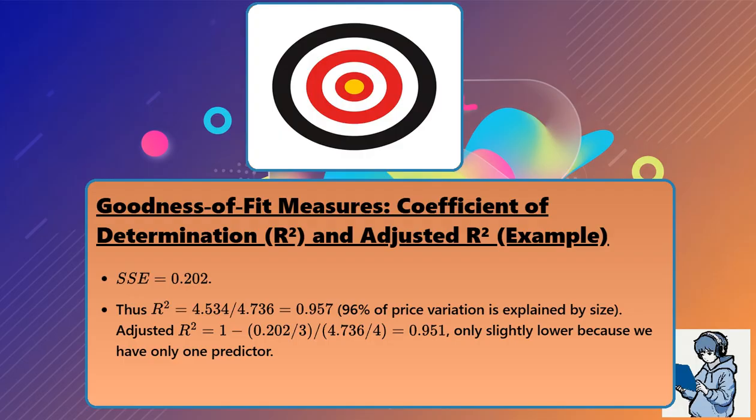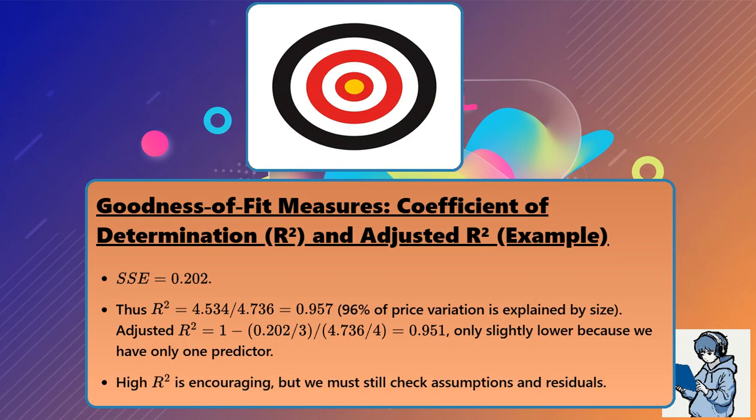Adjusted R squared equals 1 minus (0.202 divided by 3) divided by (4.736 divided by 4), which equals 0.951, only slightly lower because we have only one predictor. High R squared is encouraging, but we must still check assumptions and residuals.